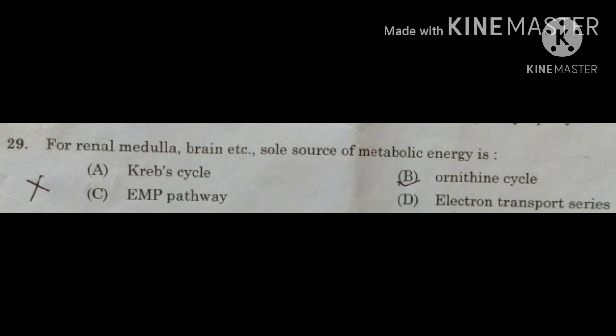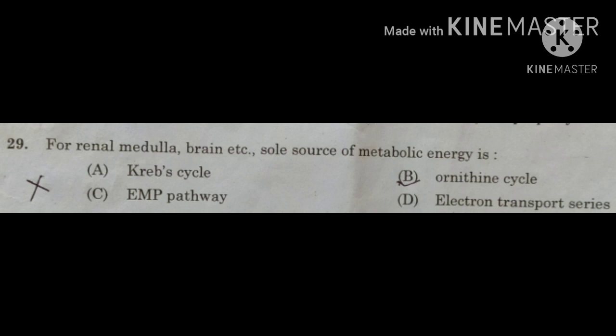What is the main function of electron transport series? In electron transport series, the high energy compounds such as NADH and FADH2 are converted into ATP. Okay, when NADH enters the electron transport series, one molecule of NADH will produce 3 molecules of ATP and one molecule of FADH2 will produce 2 molecules of ATP.